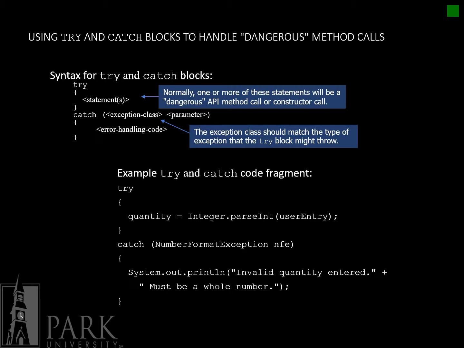So here's an example of a try and catch block code fragment. Here you see we are trying to parse this integer user entry, and then store it in quantity. If user entry is not an integer number or an integer string that can be converted to an integer, it's going to throw a number format exception right here. And so this block will catch that number format exception, and it will print out this message saying invalid quantity entered. Must be a whole number. So if you tried entering a decimal, it would do the same thing, because a float is not an integer.